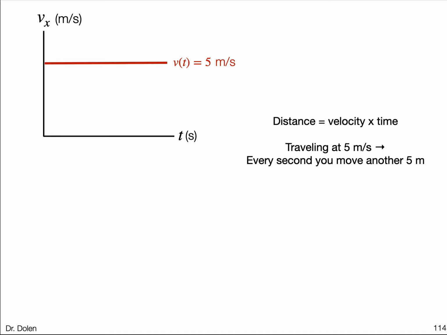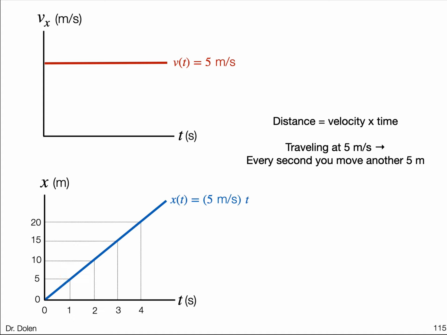But let's just, for example, say we're starting at the origin, and we can draw a position versus time graph where we start off at the origin at x equals 0, and every 1 second we move another 5 meters. By 2 seconds I move 10 meters, by 3 seconds I move 15 meters, by 4 seconds I move 20 meters.